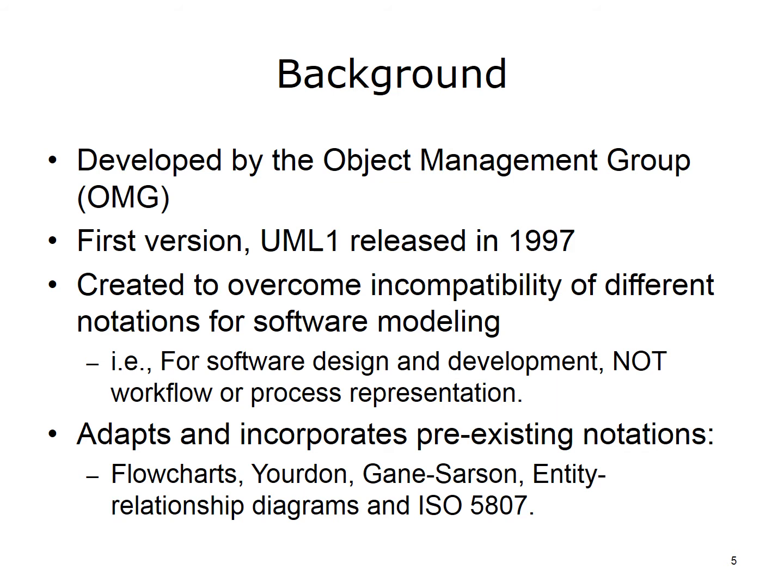Watson, 2010. UML is for software design and development, not workflow or process representation. However, software development necessitates process and workflow analysis and representation. Thus, because they represent the same information, UML diagrams are sometimes used on workflow process improvement. Further, UML adapts and incorporates notations that existed in the early 1990s. For example, ISO 5807 flowcharts, Jordan, Gaines-Sarson, entity relationship diagrams.